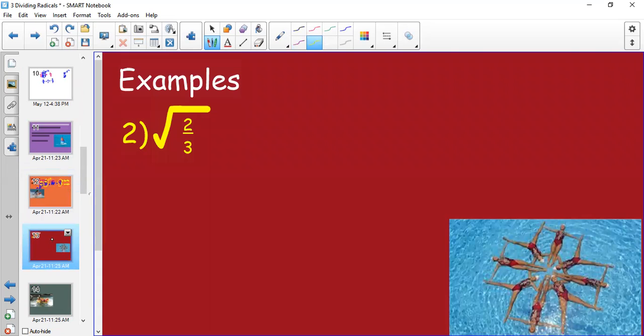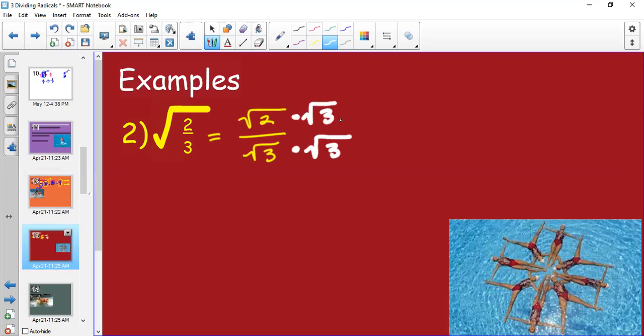Okay, so let's try another one just like that. If you want to pause and try this one on your own, feel free to do that. So we're going to split it first into the square root of 2 and the square root of 3. Can't simplify either of those. So I need to make the bottom a perfect square, and I can do that by multiplying it by itself. But whatever I do to the bottom, I need to do to the top. Again, that's fancy for the number 1.